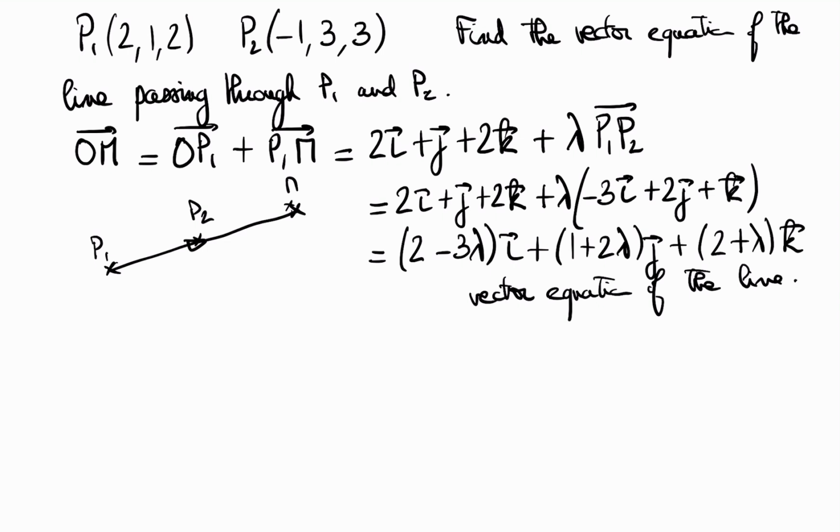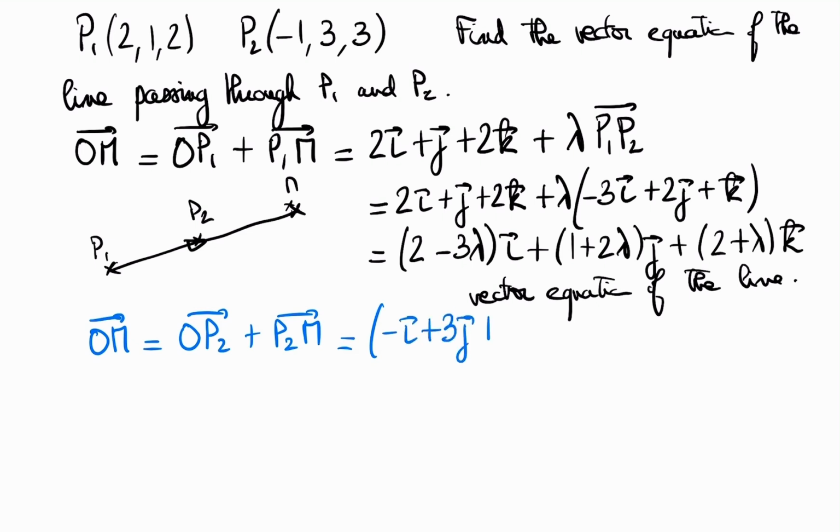Now, you may wonder something. You say, oh, why did you pick P1? You could have done P2 as well. So you could have written OM is equal to OP2 plus P2M. And so in that case, yes, that would be a bit different. That would be OP2, so that would be -i plus 3j plus 3k plus lambda P2M, well, it's also a multiple of the vector P1P2.